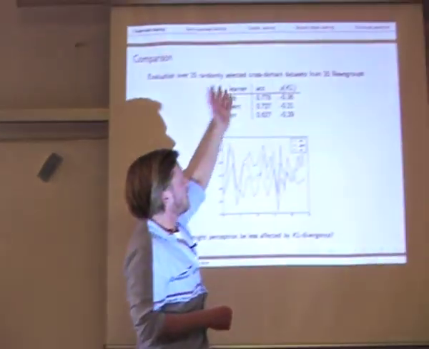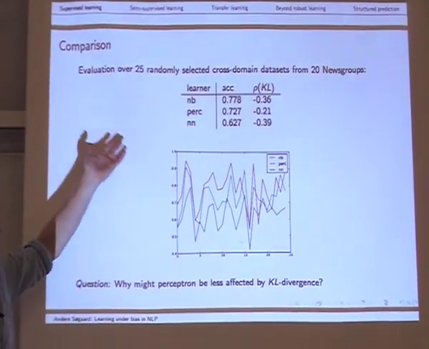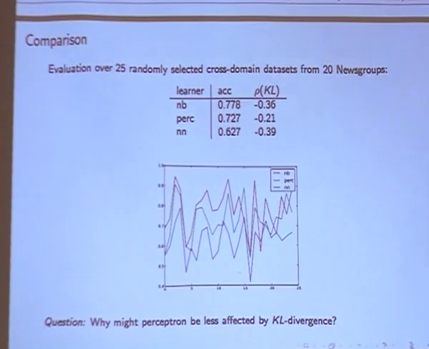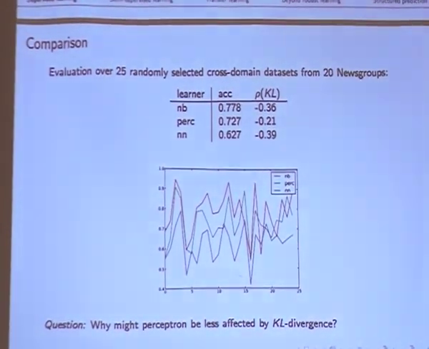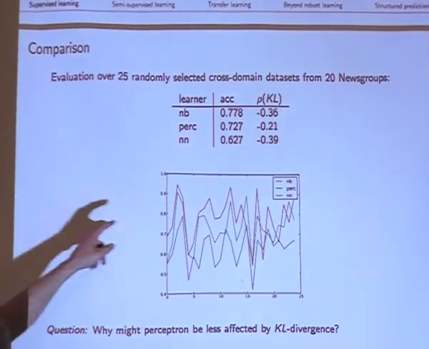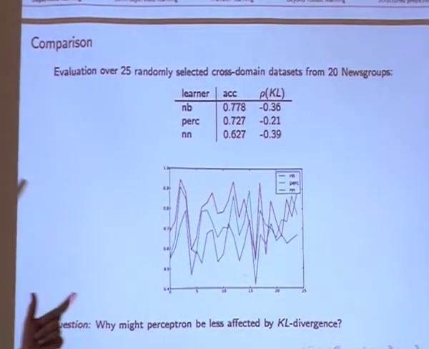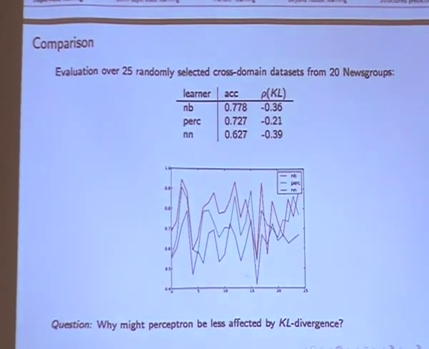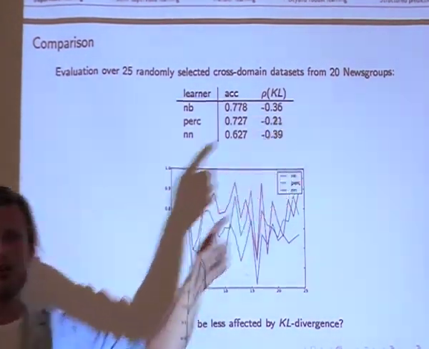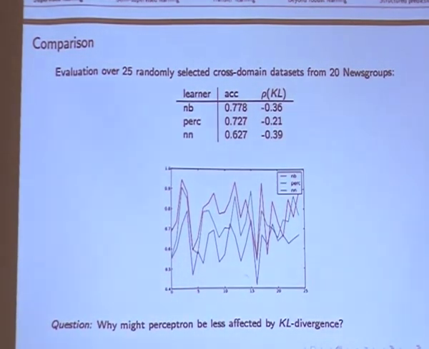The numbers that you see here are just to tell you that, okay, naive Bayes is slightly better than Perceptron, and nearest neighbor is a lot worse. That's probably not surprising to anyone in this room. What's interesting, however, is that if you look at how that correlates with the KL divergence of the 25 data sets that we're extracting, it turns out that Perceptron is less sensitive to KL divergence, right? And it's an interesting question.